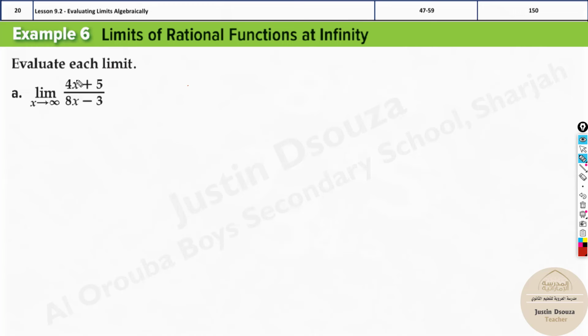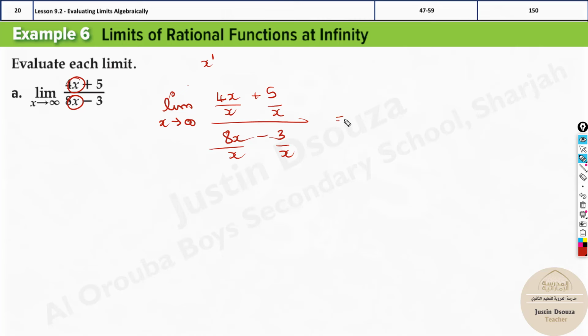All you do is, see over here, there are different methods, but the easiest I personally feel is, see the degrees of x. What is the degree over here? Highest degree is x to the power 1. So divide each term by that. So we have limit as x tends to, or approaches, that's the same thing, infinity of (4x plus 5) divided by x, and the denominator is the same thing, (8x minus 3) divided by x. Now simplify. What is the answer?